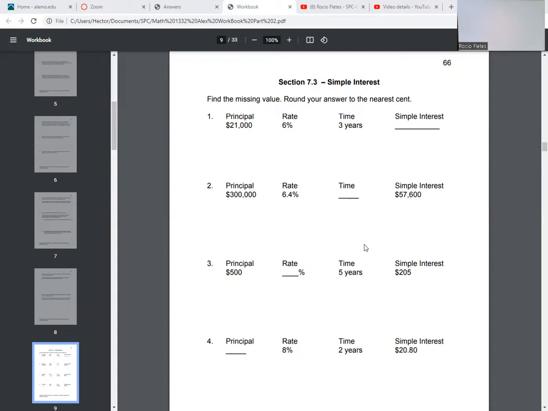We are now going to do section 7.3 on simple interest. And let's see, we need some formulas for simple interest. I believe we talked about the formulas already in the last video, but just in case we did not have them in the last video, let me give them to you one more time. It's just too much to remember. So let me stop sharing here.